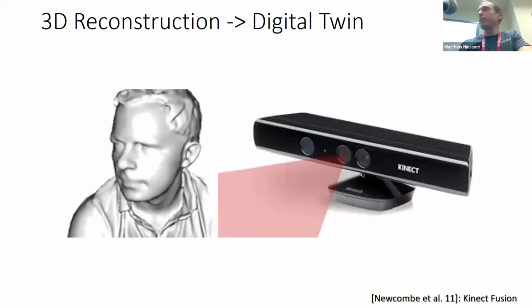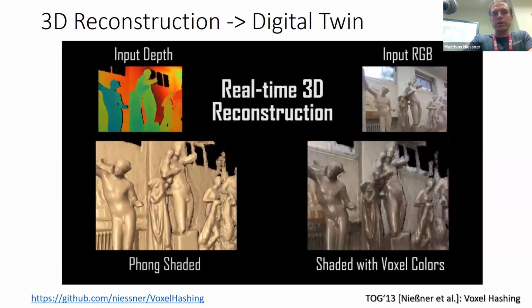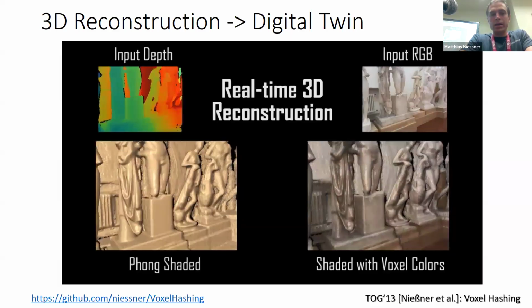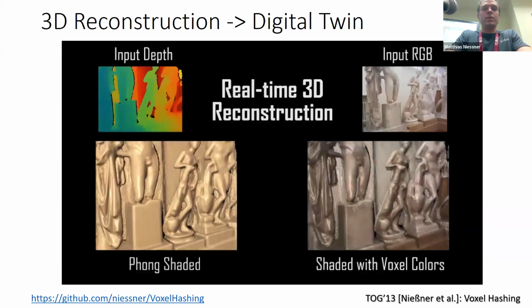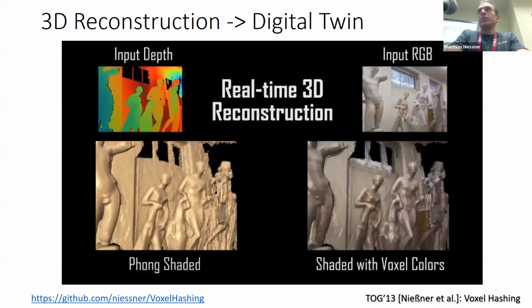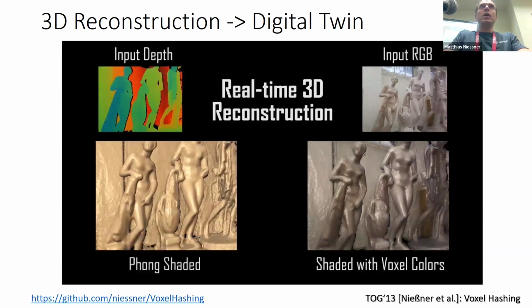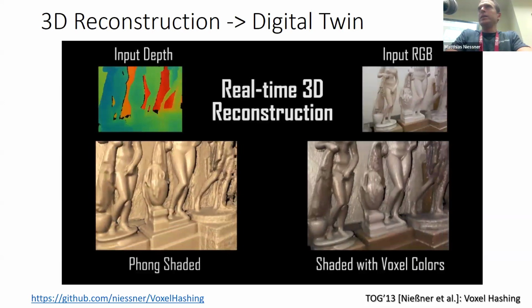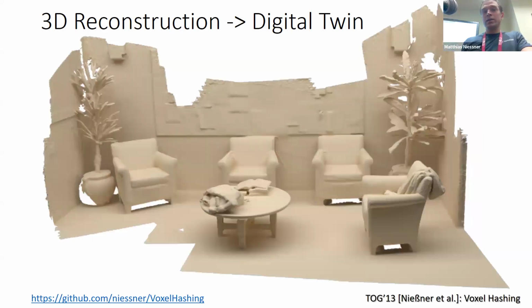Kinect came out. One of our first papers there was doing real-time 3D reconstruction. This was the voxel hashing paper. The idea there is basically you have an RGBD stream, RGB as input and depth as input, and you simultaneously compute the poses between the adjacent frames. You then integrate all the depth data into a shared volume, in this case a truncated signed distance field. And at the end of the day, you get reconstructions like these.